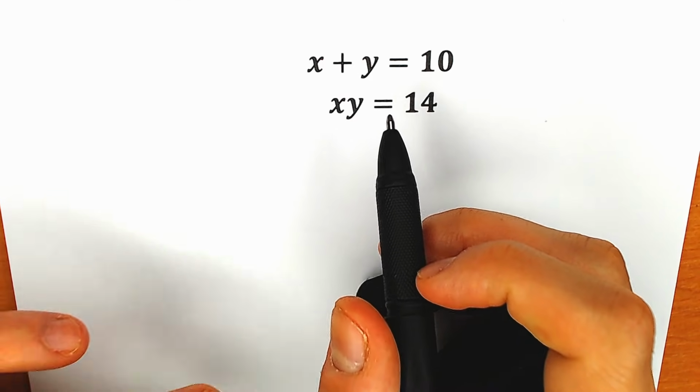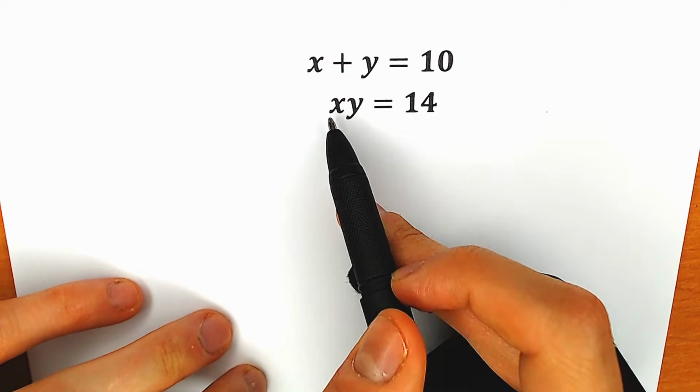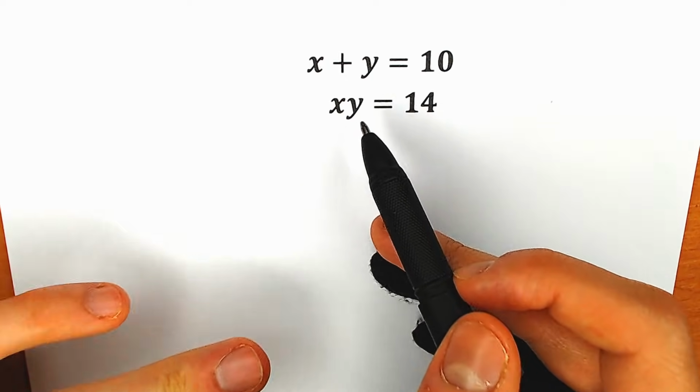Today we have a really interesting system of two equations. We have x plus y equal to 10 and the product xy equal to 14. We need to solve this question for x and y. So right now let's start.